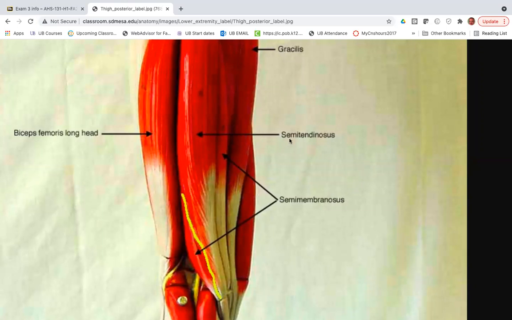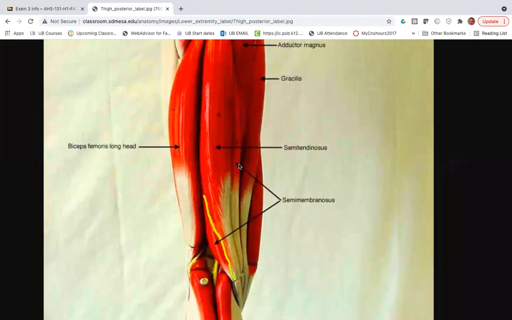And then we have the 2 semis, the semitendinosus and the semimembranosus. You can see the 2 different arrows here pointing to the semimembranosus, here and here. And that's because semitendinosus is kind of superficial to it.